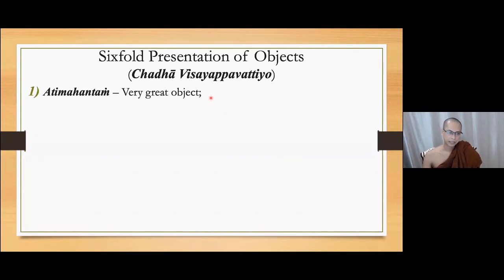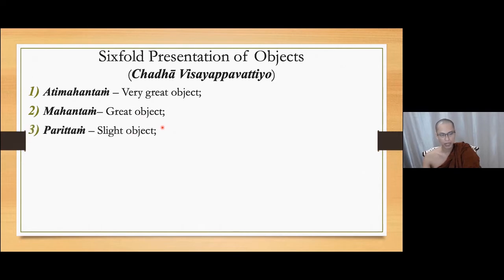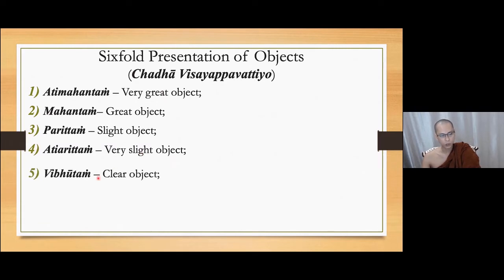Then the first one is Atimahanta Aramana, the very great object. The second one, Mahanta Aramana, the great object. Ati means exceeding, especially great. So the very great object is Atimahanta, and just great object is Mahanta Aramana. Then Paritta Aramana is the slight object, and Atiparitta, the very slight object. So 4 objects. And the 5th one is Vibhuta Aramana, the clear object, and Avibhuta Aramana, the obscure object, not clear.